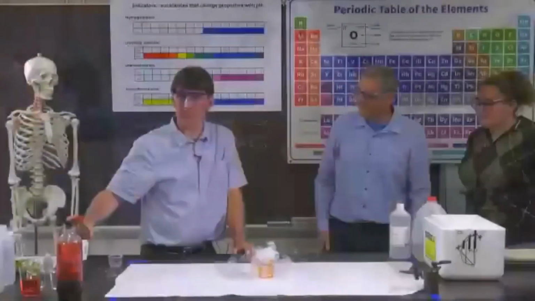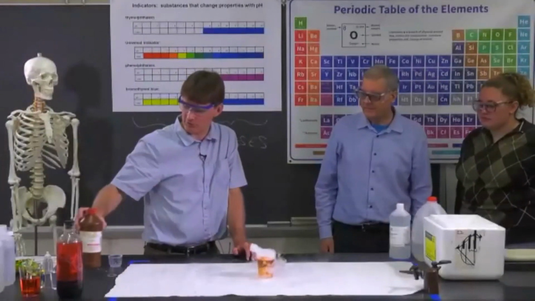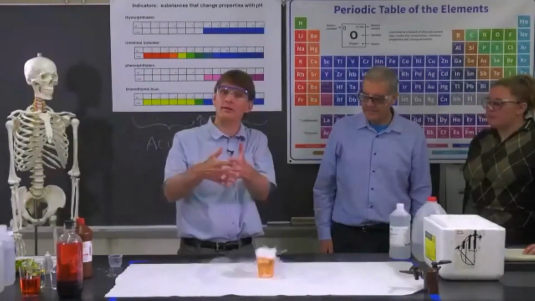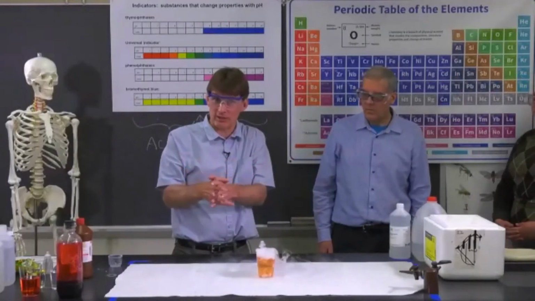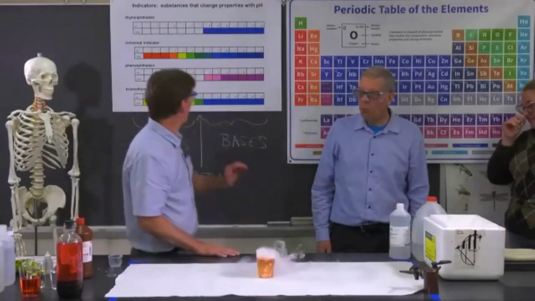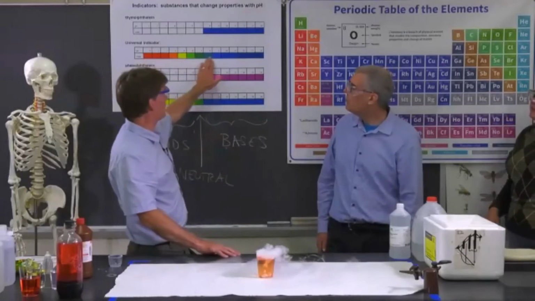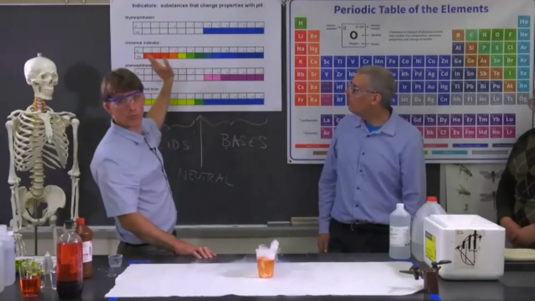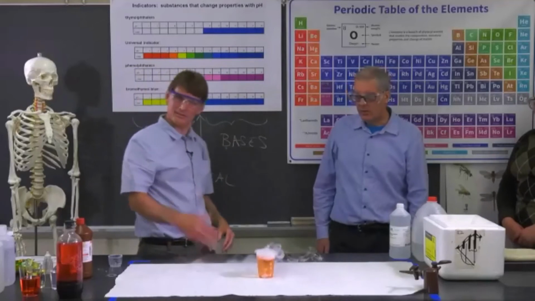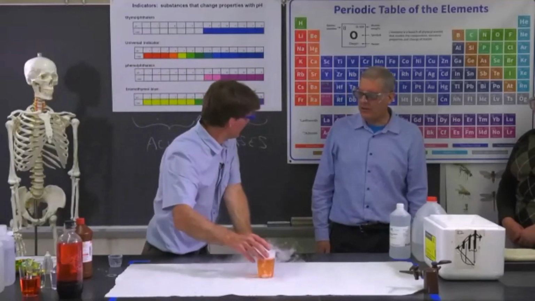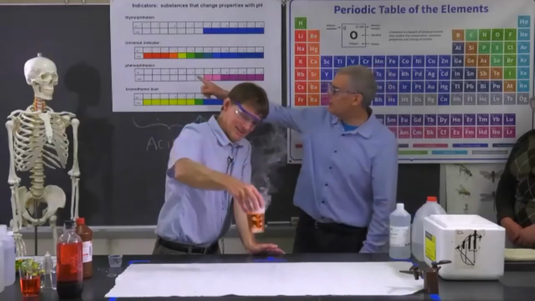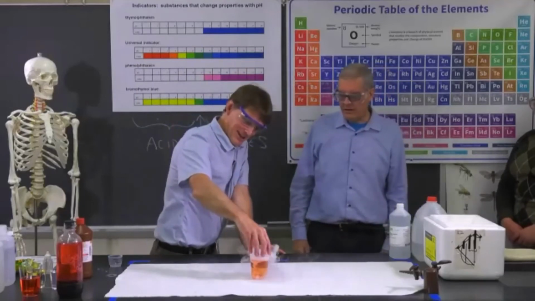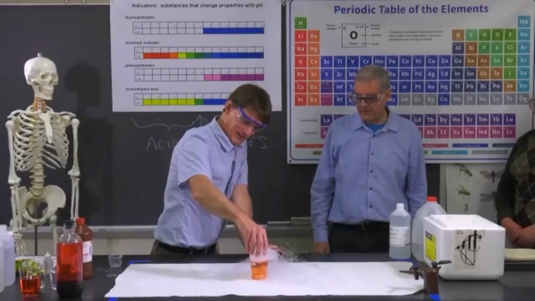And what's interesting is that this is actually how they make universal indicator. Universal indicator isn't just one chemical. They actually put multiple chemicals into universal indicator so that you get the rainbow of colors across the whole pH scale. We have quite a few indicators in here. I thought it was just one chemical that had that property to change colors. Yeah, that's quite a few different ones. Interesting.